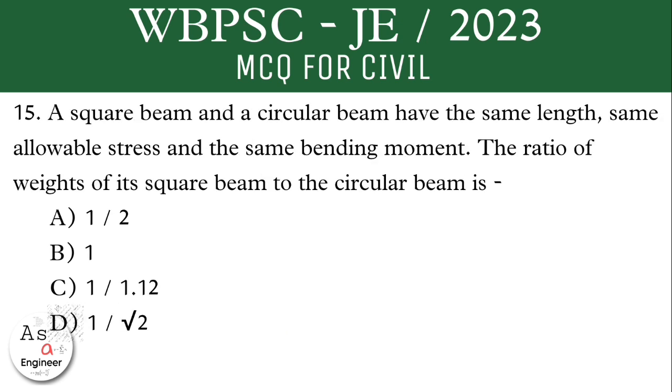A square beam and a cantilever beam have the same length, same allowable stress and the same bending moment. The ratio of width of the square beam to the cantilever beam is. Right answer is option C, 1 by 1.2.